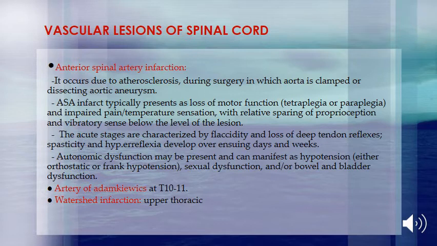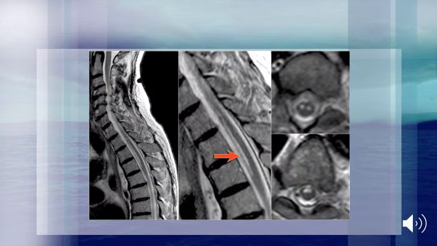Clinically, it presents with loss of motor function, tetraplegia or paraplegia according to the level of the occlusion, and also impairment of pain and temperature sensation with relative sparing of proprioception and vibration sense below the lesion. This slide shows you the anterior two-third syndrome, which is the anterior infarction of the spinal cord.